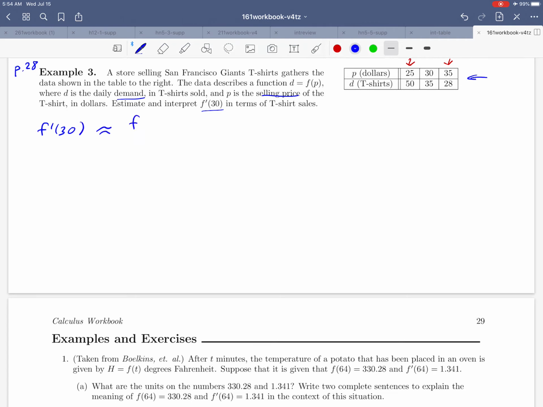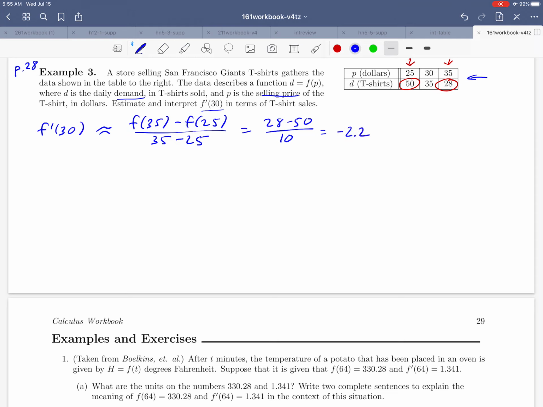Okay, so if we did that, here's what it would look like. f of 35 minus f of 25 over 35 minus 25. And we can look at our table and see that f of 35 is 28 and f of 25 is 50. So we are going to get 28 minus 50 in the top. And down in the bottom, 35 minus 25 is just 10. So get a number for this, you'll discover you get negative 2.2.